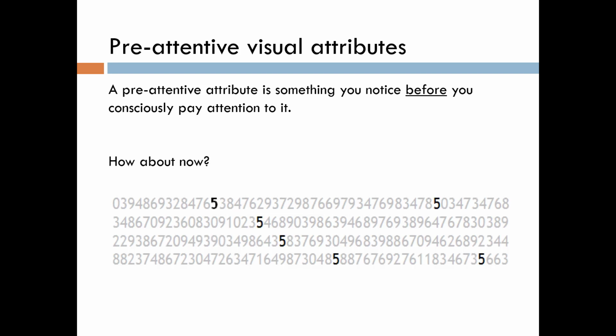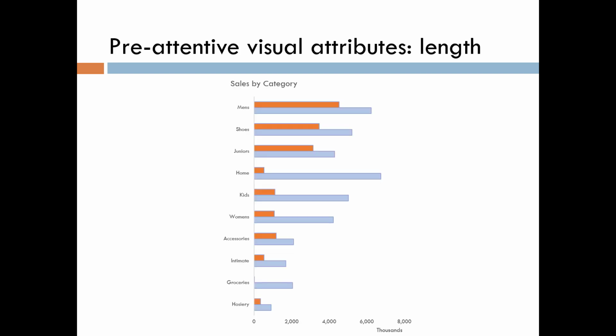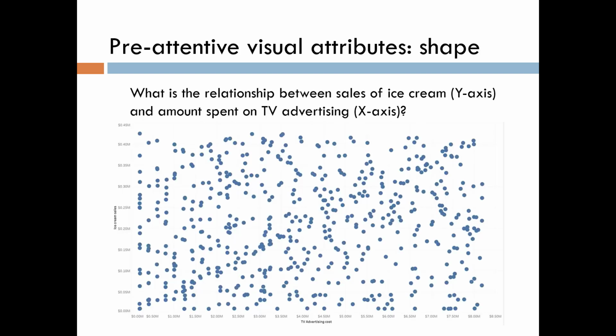But if you change the color of the number 5 to be different from the rest, you don't have to look at each number because color is a pre-attentive attribute. With one look, you can identify all the 5s in the list. Length is a pre-attentive visual attribute. Your eye is instinctively drawn to the longer bars in this example. Shape is another pre-attentive attribute.